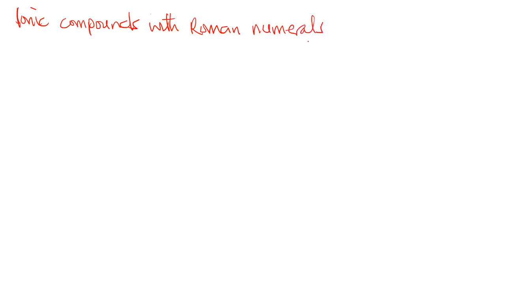But let's see names of ionic compounds with Roman numerals. For example, the following ionic compound, FeCl2. Actually I want Cl3 here. So we want to name the compound.